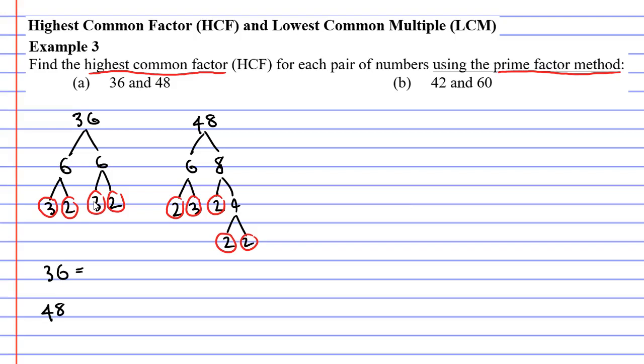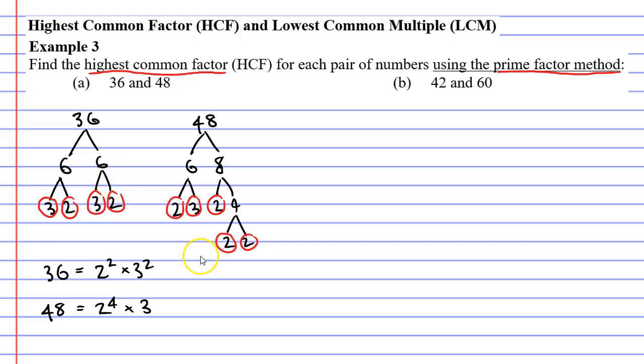So let's look at the prime factors of 36 and the prime factors of 48. We have 2 2's and 2 3's, so 2 squared times 3 squared for the 36. For the 48, we've got 4 2's, so we're going to write 2 to the power of 4 times 3, since we only have 1 3.